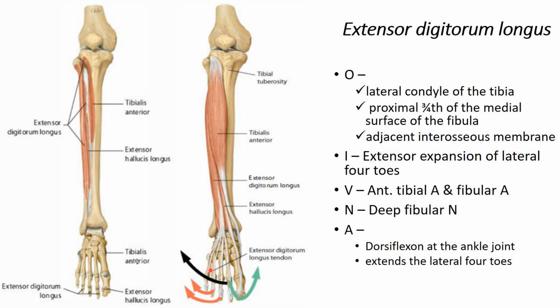And the vascularity is by the anterior tibial artery, which is reinforced in the lower portion by the perforating branches of the fibular artery. It is supplied by the deep fibular nerve, and these muscles are dorsiflexors at the ankle joint, and they extend the lateral four toes.